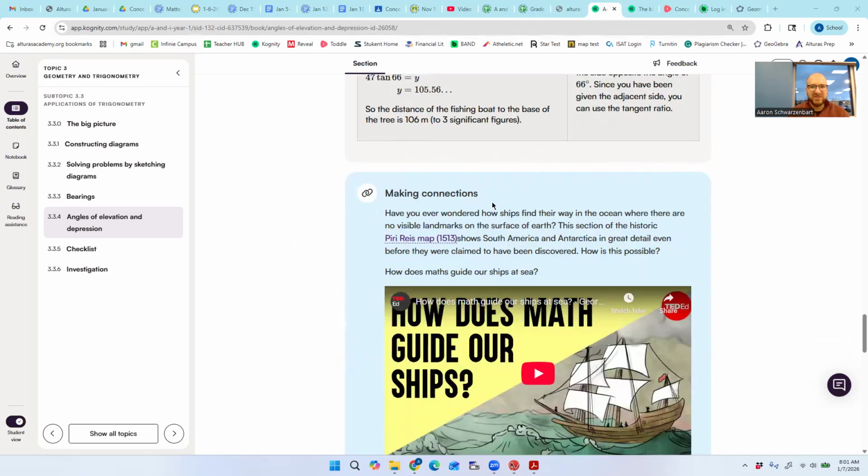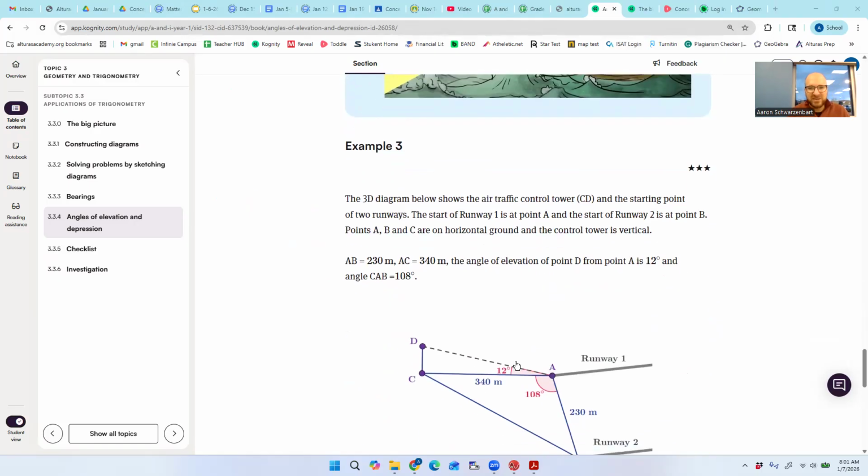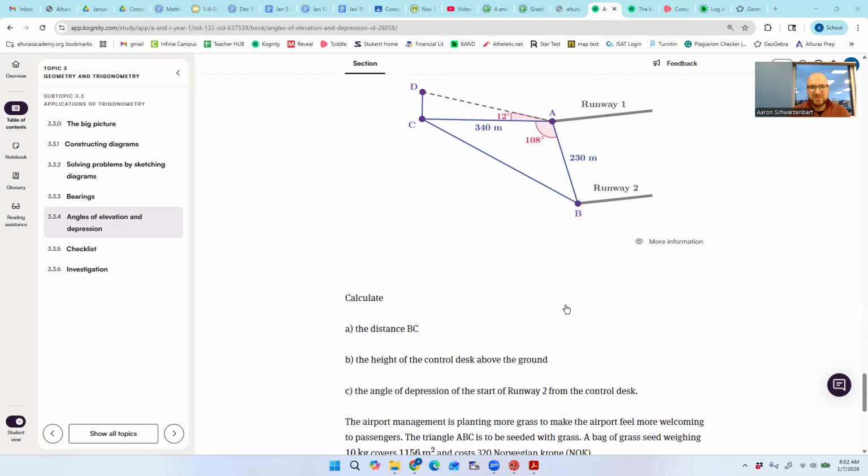Last thing, there is a video on making connections of how does math guide our ships. Go ahead and watch that when you have a chance. And if you feel like it, you can look through this last example. Similar idea.